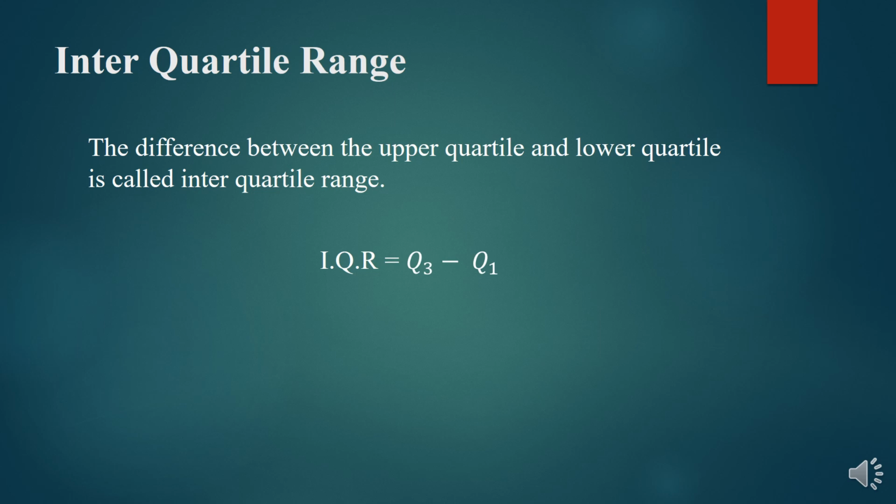First of all, we will study about the interquartile range. Interquartile range is a term of quartile range, which is basically the difference between the upper quartile and the lower quartile. As you can see, Q3 minus Q1 is the difference between the upper and the lower quartile.